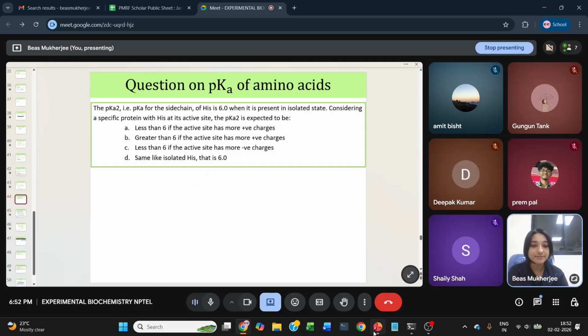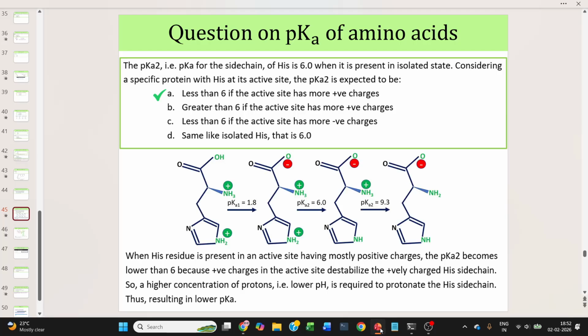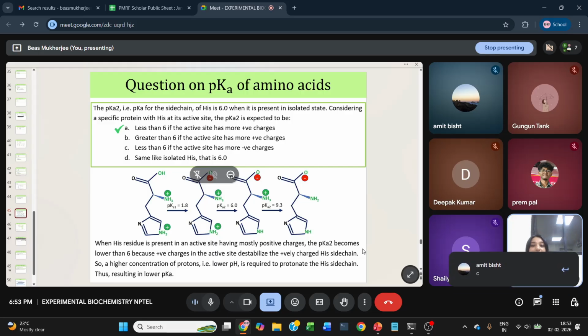So we look at the right answer. The right answer is actually A. When the histidine residue is present in an active site having more positive charges, the pK2 becomes lower than 6, because positive charges in the active site destabilize the positively charged histidine side chain. So a higher concentration of protons, that is lower pH, is required to protonate this histidine side chain, resulting in lower pK. Got it? That was something interesting that we got to know.